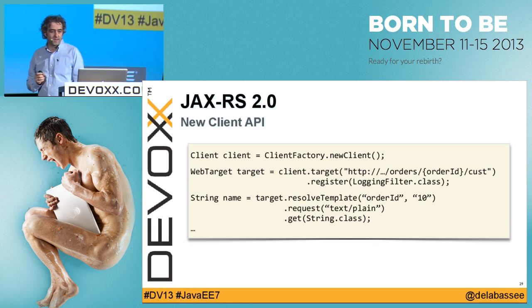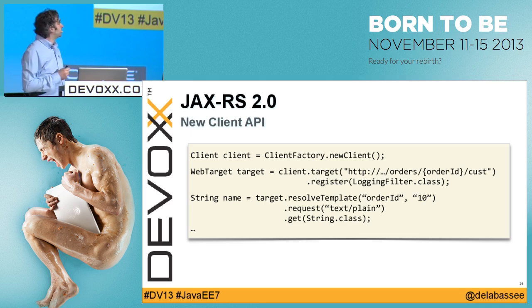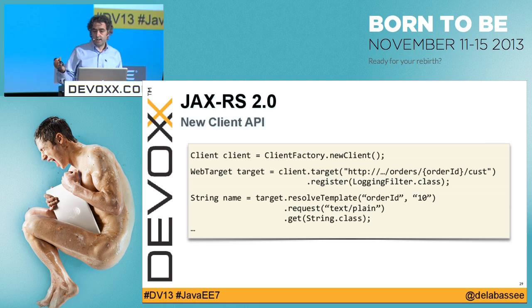So we see another example. In this case, in the target, we are using a template, the order ID, and we are registering filters. The template order ID in this case will be resolved, and we'll use 10 instead. We also have the ability to use query parameters and so on.